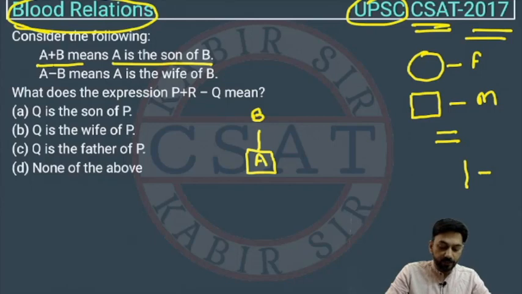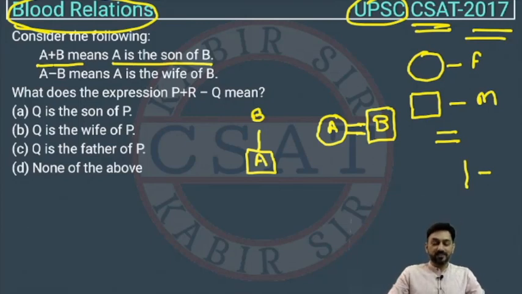Now the second statement, A minus B means A is the wife of B, right? So A is the wife, so we will draw a circle because we know the gender of A. A is wife of B, so wife means spouse relation, we will draw with an equal sign. So B will be male, right? Here we do not consider other relations, right?